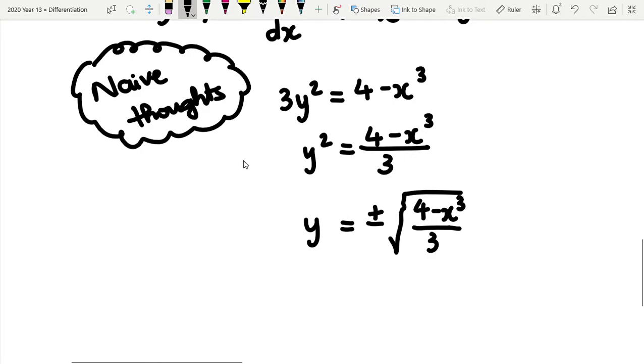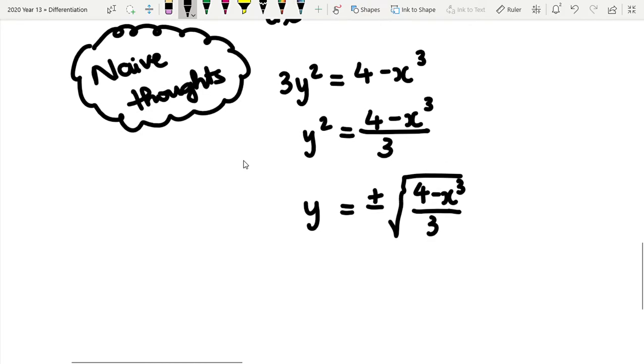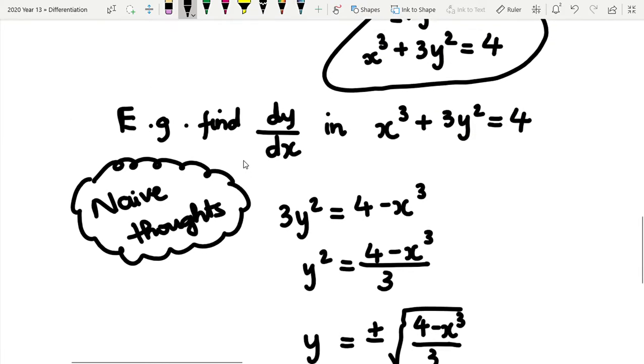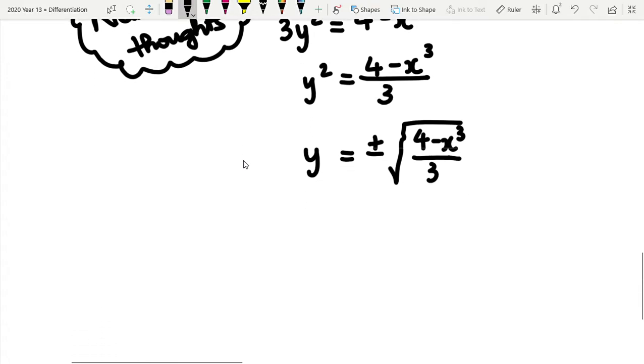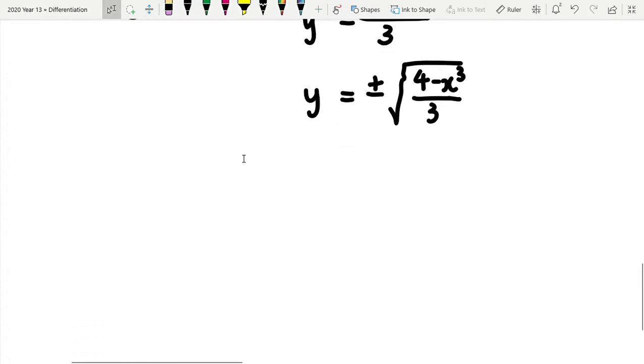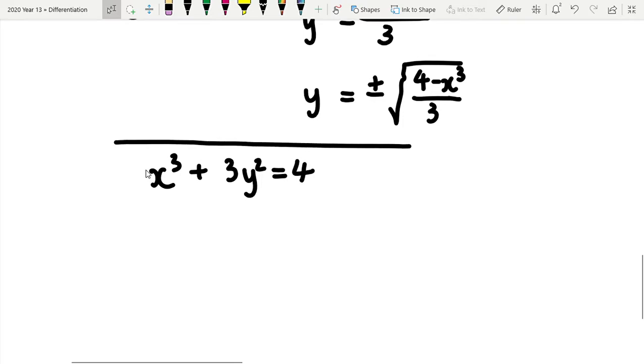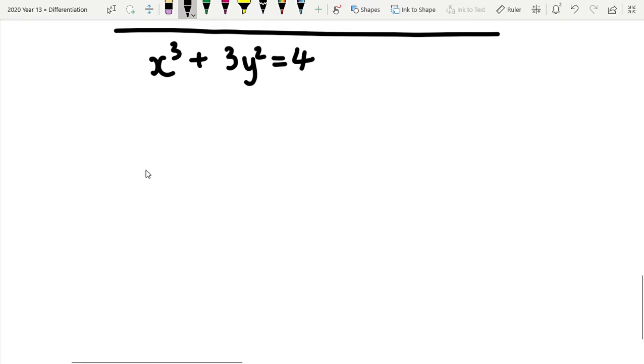Okay, so now what we're going to do is use the chain rule effectively. We're going to make sure the chain rule is in action. Let's write out the question again: x cubed plus 3y squared equals 4. Let me put a line here so you can see. This is the next big thing.